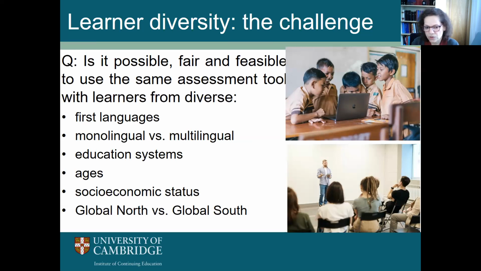And when I talk about backgrounds, I mean different first languages, different lingualism status, whether they are monolingual, bilingual, or multilingual already, and English is the third or the fourth language that they're learning, different education systems, different ages, different socioeconomic status, but also differences between whether they come from the global north or the global south. And this is related to socioeconomic status, but it is also very importantly related to the fact that very many societies in the global south and very many countries are highly linguistically diverse. They're multilingual, okay?